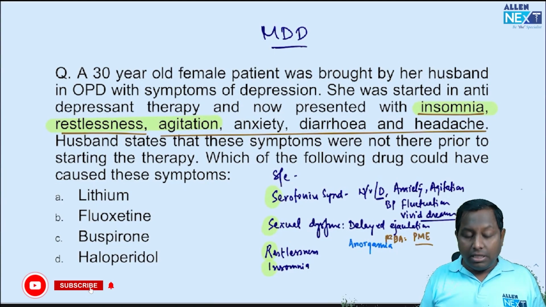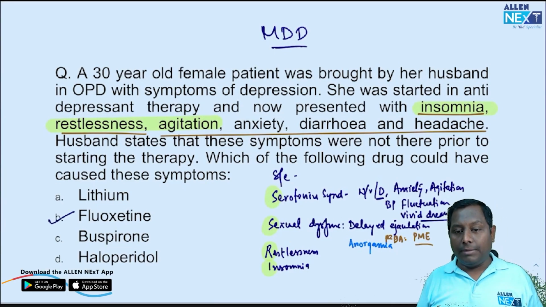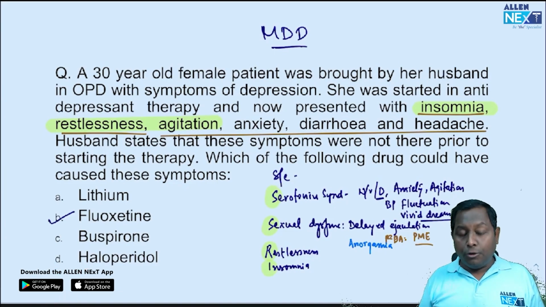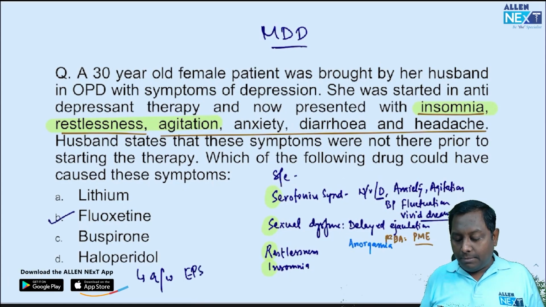The only one in the list that is an SSRI is fluoxetine. Citalopram, fluvoxamine, right? The only one in the list is fluoxetine. Buspirone is the anti-anxiety drug; buspirone will not do this. Haloperidol is an antipsychotic drug. It is mainly associated with extrapyramidal symptoms.